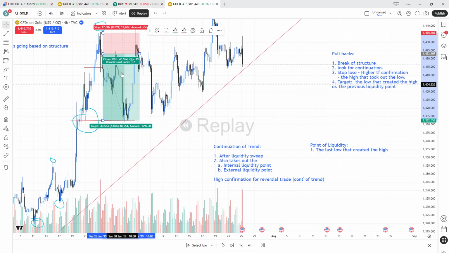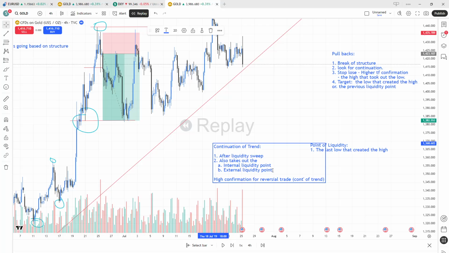Based on this, we had two confirmations for reversal. One is that the price did the first liquidity sweep and gave a reaction, and then also came back and swept the internal liquidity point and the external liquidity point, to create an engulfing candle.